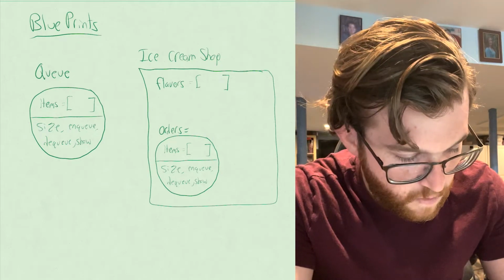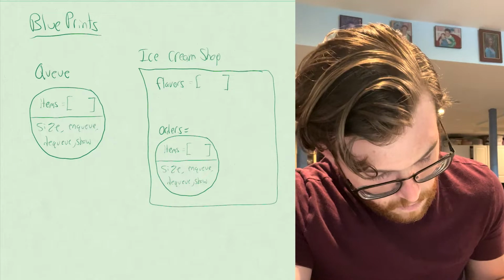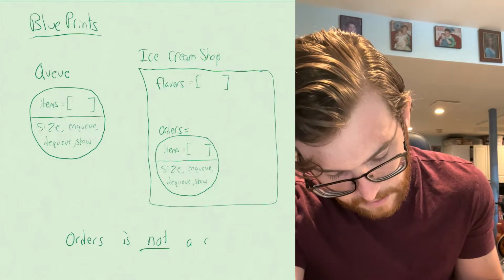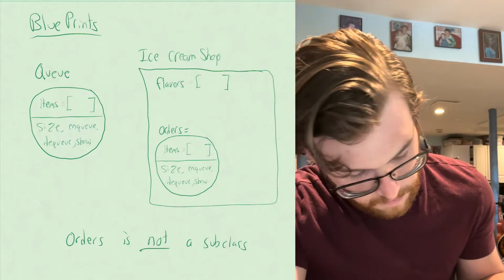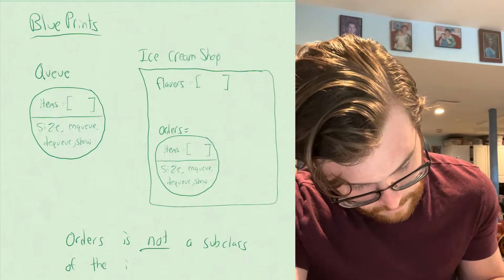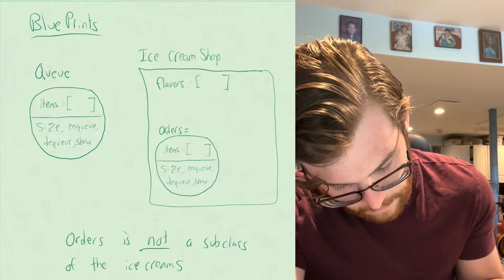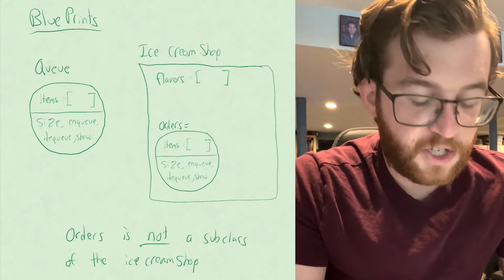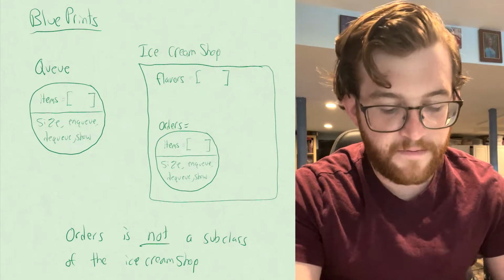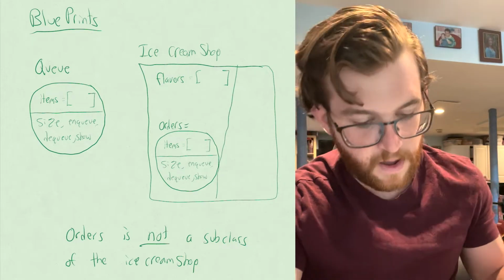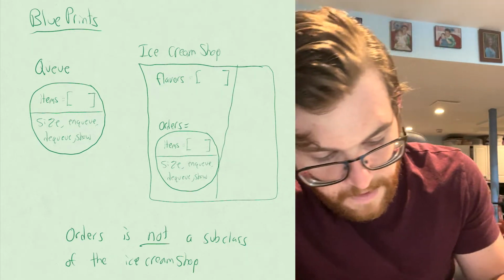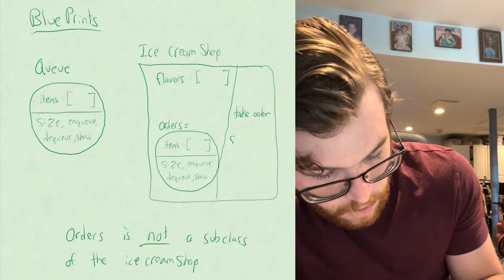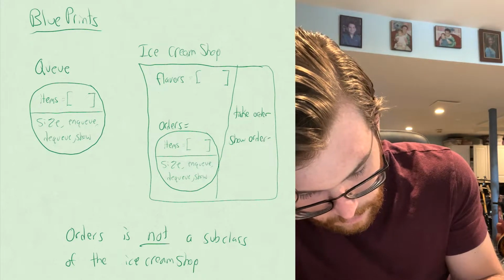Orders is this queue. So an important thing to note, orders, the object, is not a subclass of the ice cream shop. This is not going to be a subclass of it, and this is because it's just nested inside of it. They don't have the same methods as each other, or the same attributes either for that matter. And so the methods of the ice cream shop are take order, show orders, and the next order up.